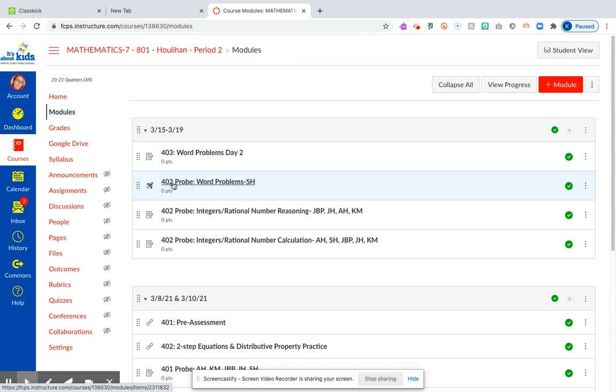So it's 402 and probe, and then whatever. You should have 2 that show up. I think everybody has 2 they have to do. So that's what you will have to do after, okay? And that's another Google form. All right, after you do that, you are done with my class for today.